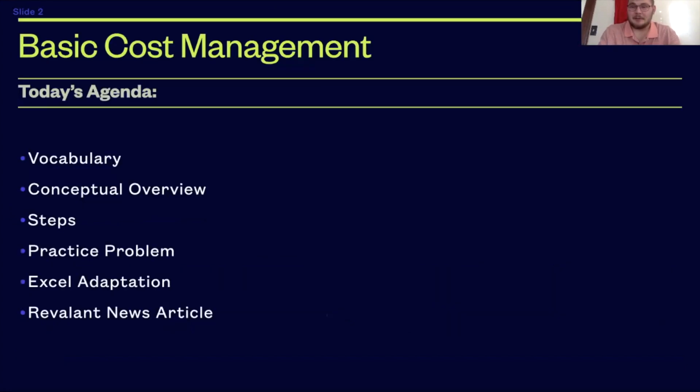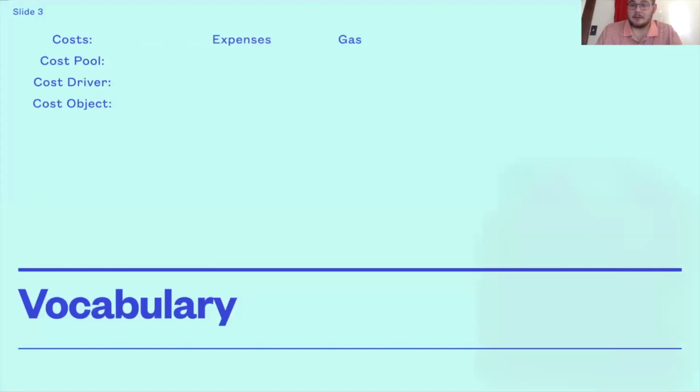lecture. So today we're going to be talking about basic cost management, and we only have about 10 minutes for this review, so we're going to try to get through everything quickly. We have a vocabulary overview, steps, practice problem, Excel adaptation, and then we'll go to a relevant news article. So first, we're going to start with a little bit of vocabulary.